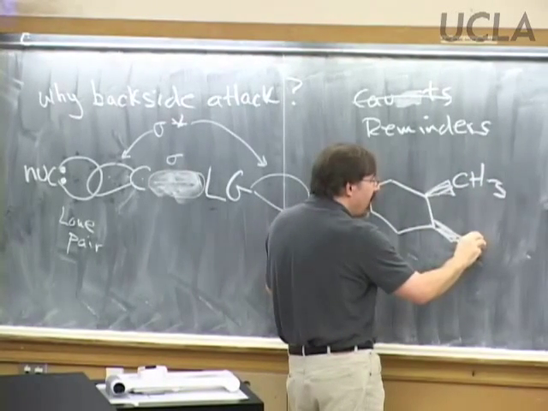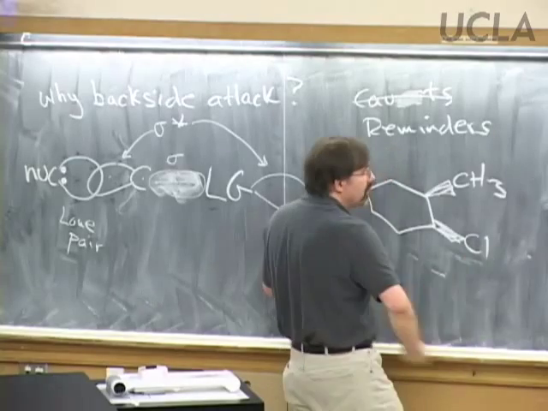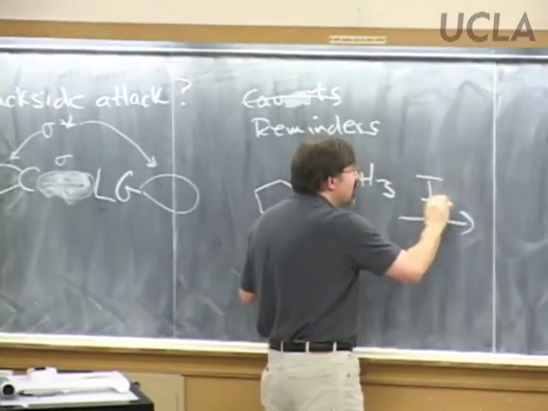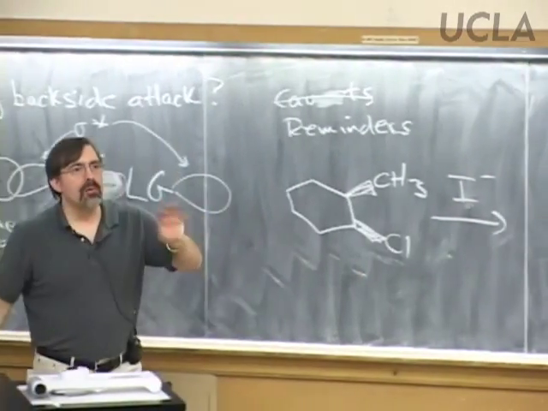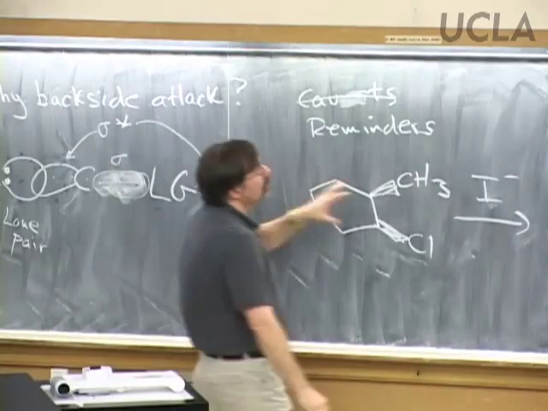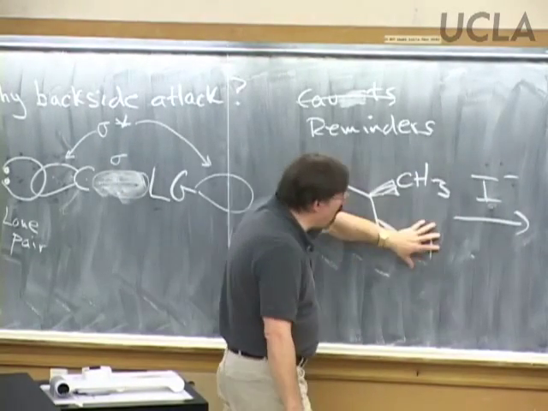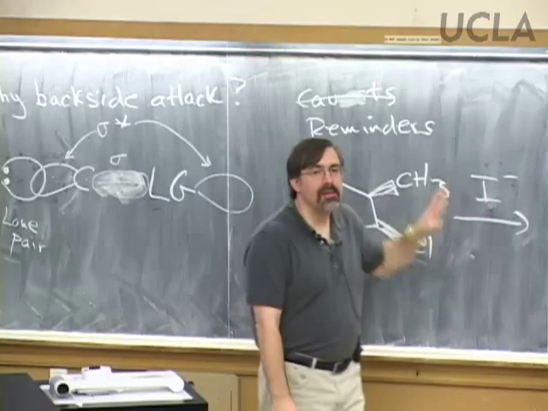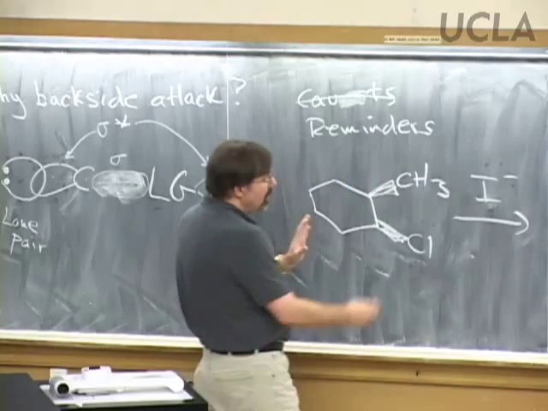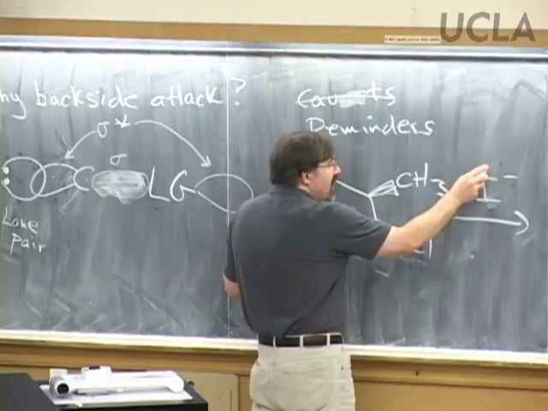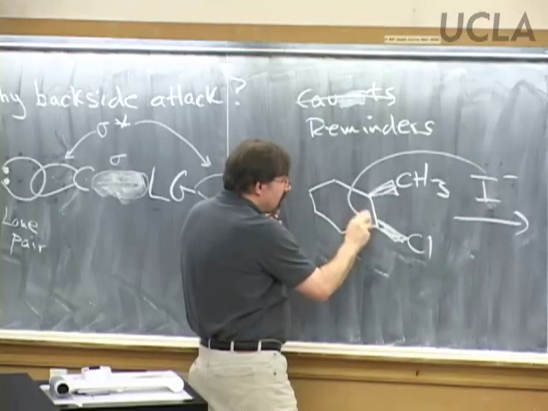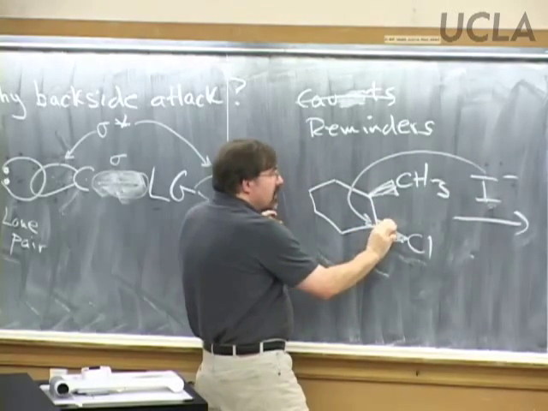Let us suppose I have, let's put chlorine here as a leaving group, and I'm going to react this with iodide. We will talk later on Monday about why this is a nucleophile, why this is a leaving group, and why methyl is not a leaving group. We'll leave that to Monday. For the moment, that's what we need to talk about. So the SN2 reaction would be iodide coming in, hitting the carbon, displacing the chlorine.